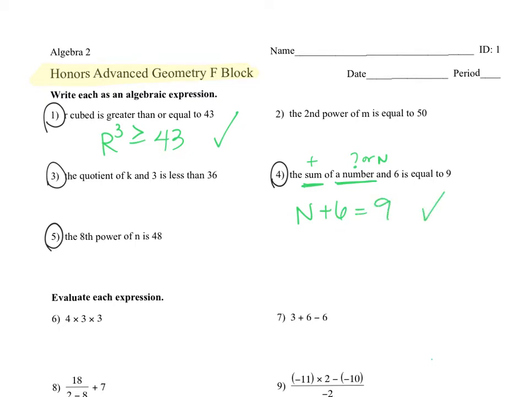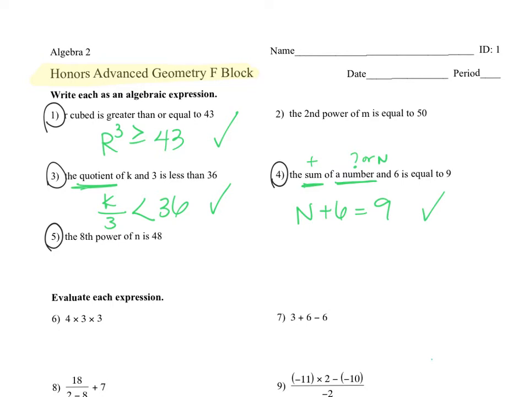and I am done. Okay, number 3, the key word here is a quotient. So quotient we know means division, so k and 3, so the quotient of k and 3 is less than 36, and I am done. And again, we're not answering any of these questions because it's an algebraic expression.